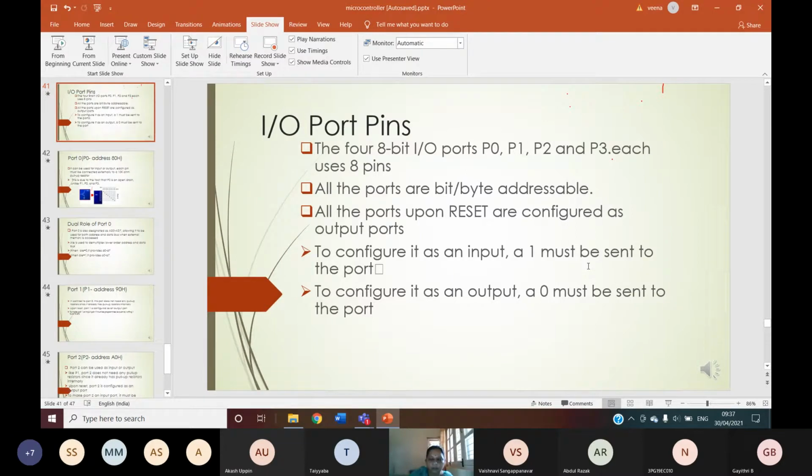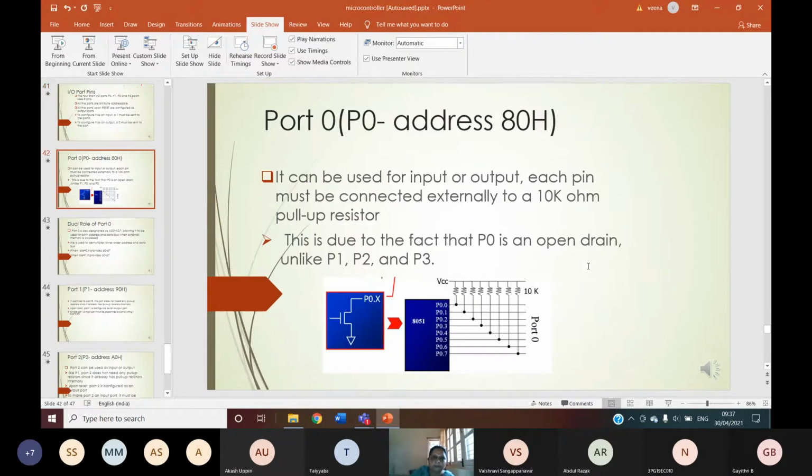So four ports, P0, P1, P2, and P3. Port 0, P0, has an address of 80H. So instead of P0, if I use 80, it is nothing but port 0. All the ports or registers, I can access them by their names, or I can access them by their addresses. All the ports can be configured as input or output ports.